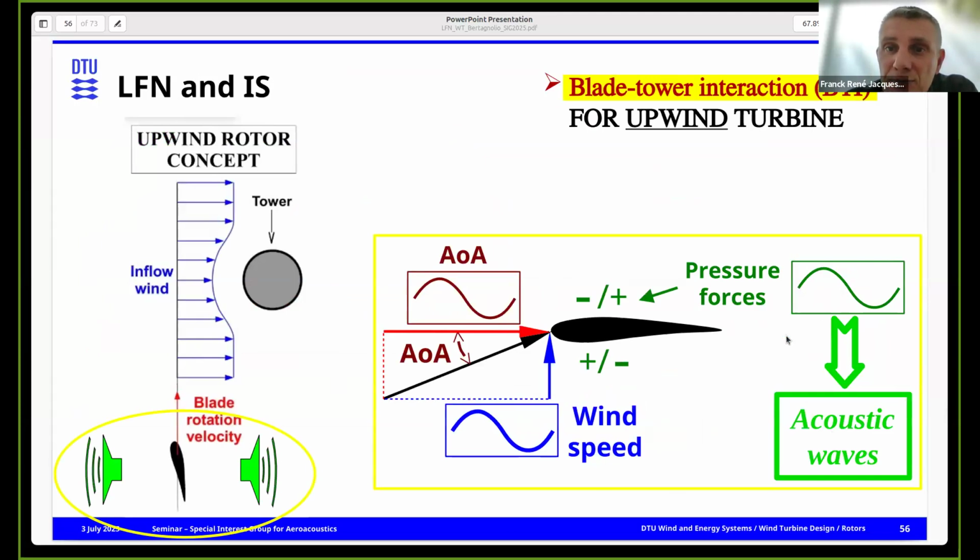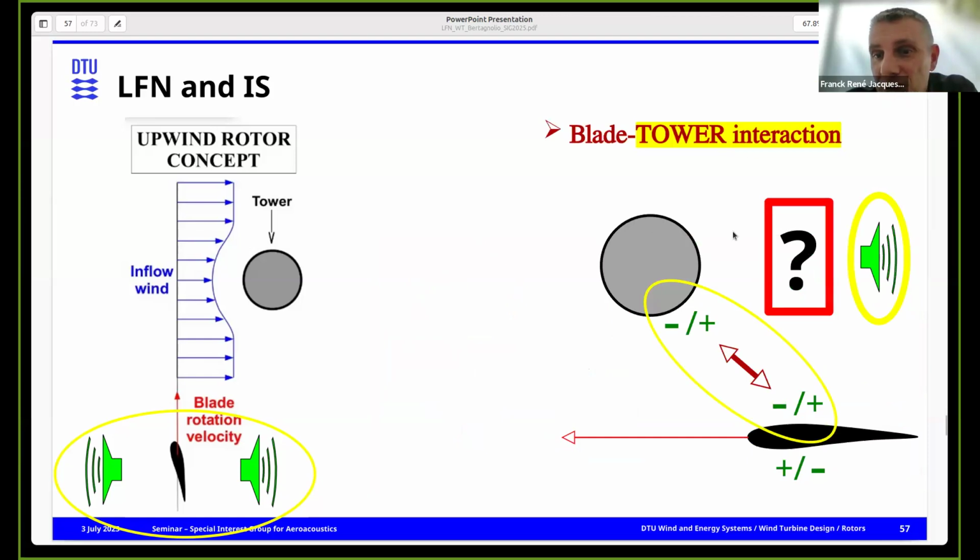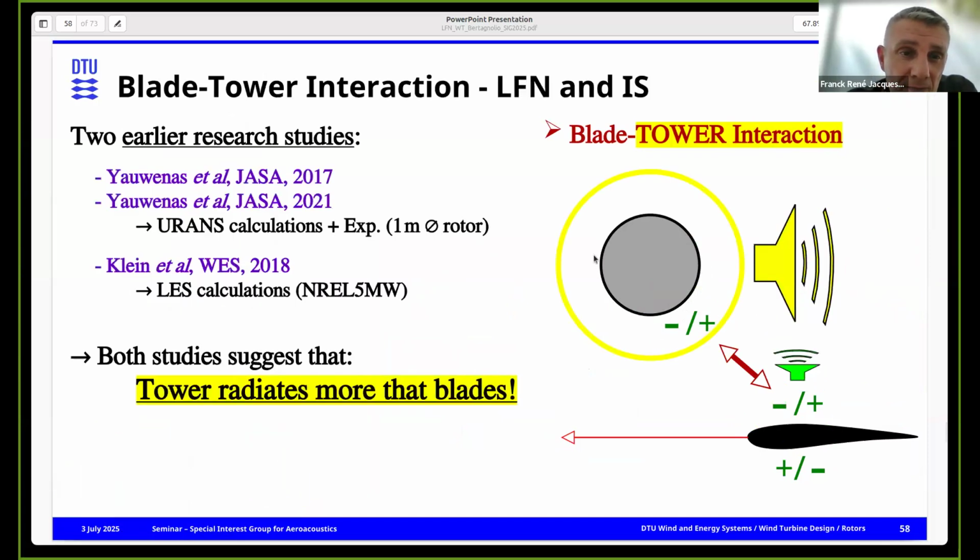Now, if I come back to an upwind turbine and the blade tower interaction, we saw that when it's passing in front of the tower, the airfoil will emit noise by the change of lift. But it's an interaction. What about the tower? There will be some pressure changes on the tower surface itself. And actually, there are two studies, one from Australia, Jovenas, and one from Germany, with Klein. Both used some 3D CFD calculation, and they showed actually that the tower is radiating more than the airfoil itself.